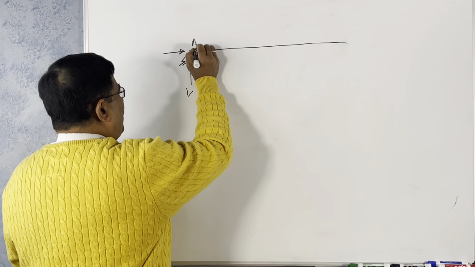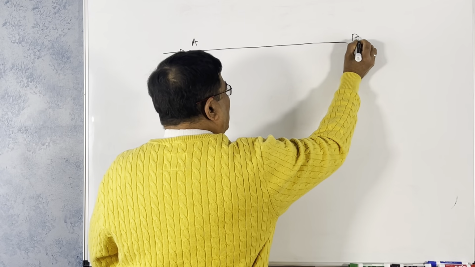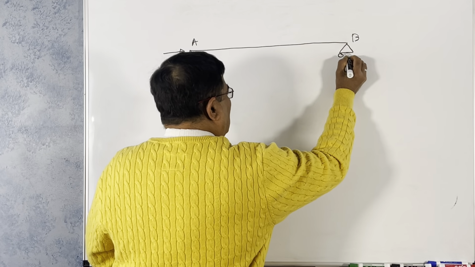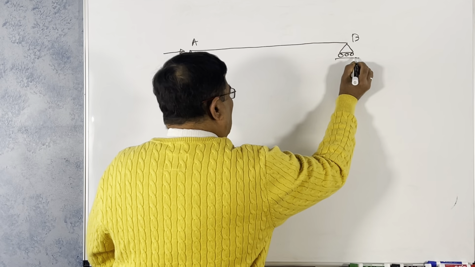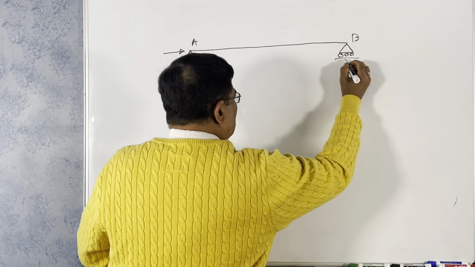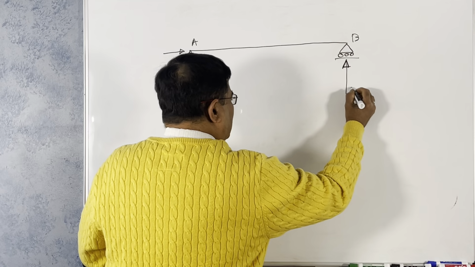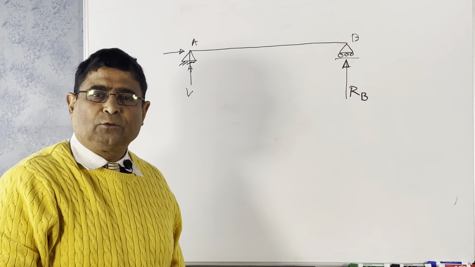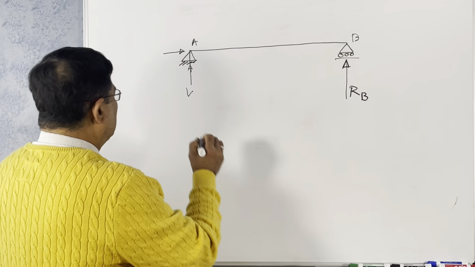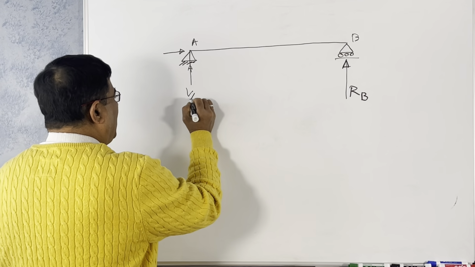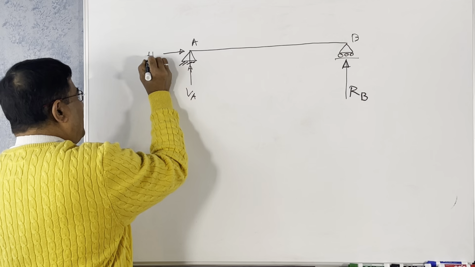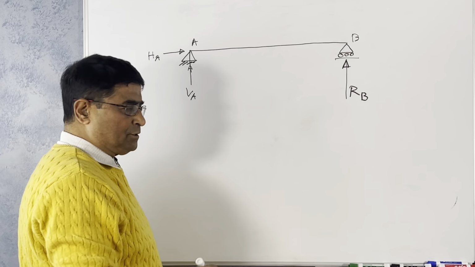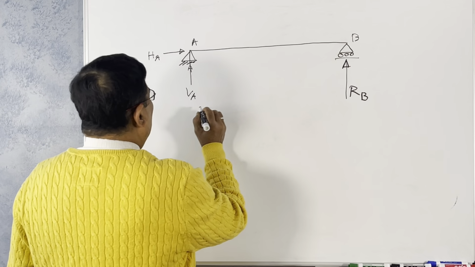This is point A, this is point B. B is roller supported. So here the vertical reaction, we call it RB, as one reaction. That's the reason I'm calling it RB. But here VA and HA: one is the vertical reaction, another is the horizontal reaction. Let's look from here to here.